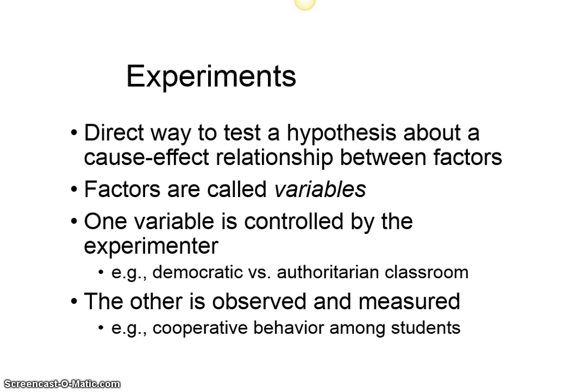Now our second category is called experimental research. The experimental research method is used to demonstrate cause and effect relationships between changes in one variable and the effect that this produces on another variable. An experiment involves deliberately varying one factor and measuring changes in a second factor.